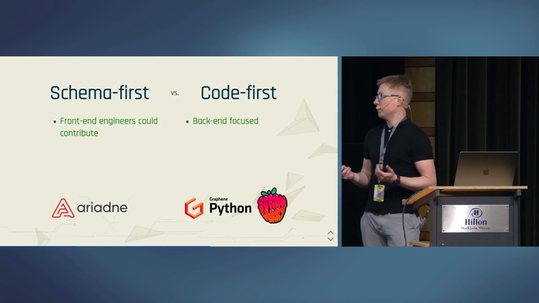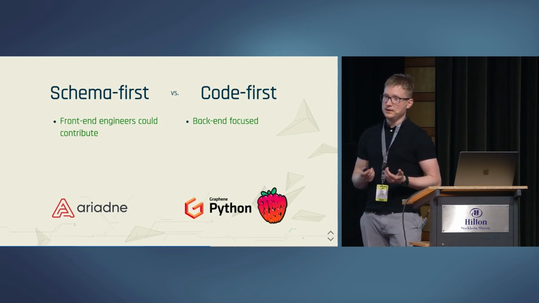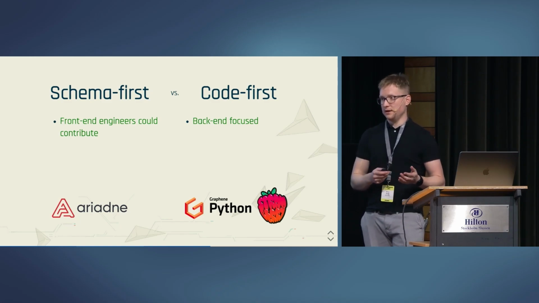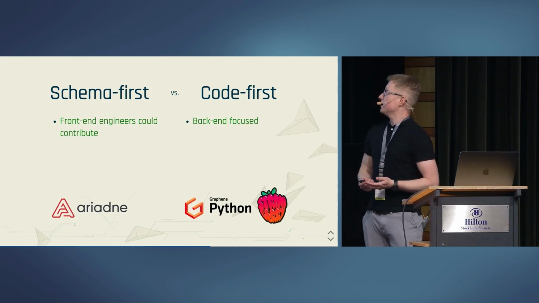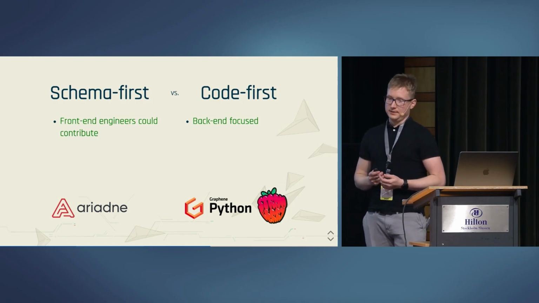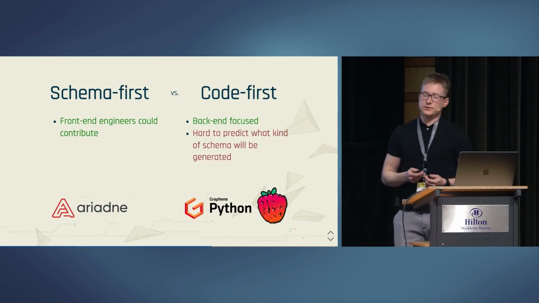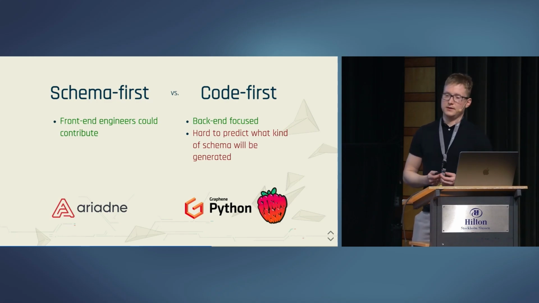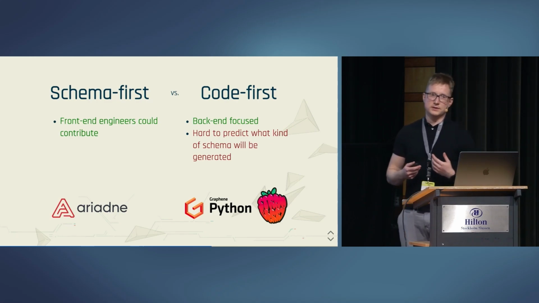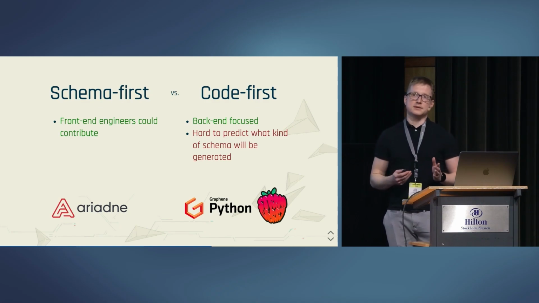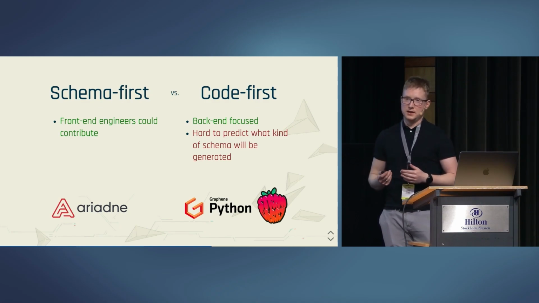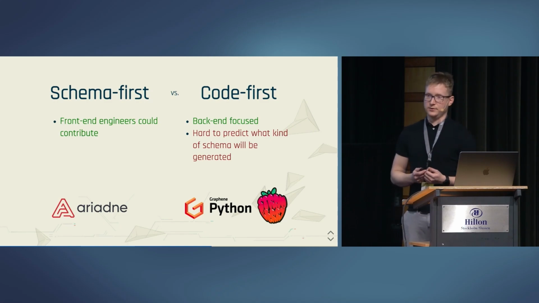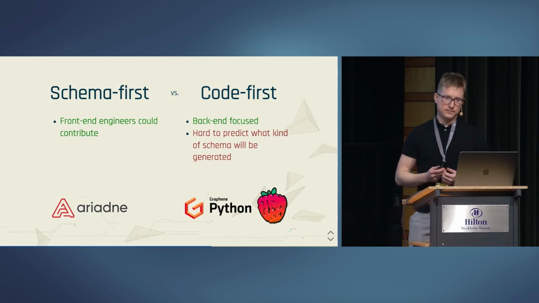However, code-first is heavily backend focused. So when you are a team of backend developers and you don't need to collaborate closely with the front-end guys and you are just exposing an API, the code-first approach could be fine. However, you should be aware that it's harder to predict what kind of schema will be generated, because all of that schema is created by the framework abstractions. So if the framework has a bug or doesn't support a certain type of operation, it will be quite hard to determine what is in the output.